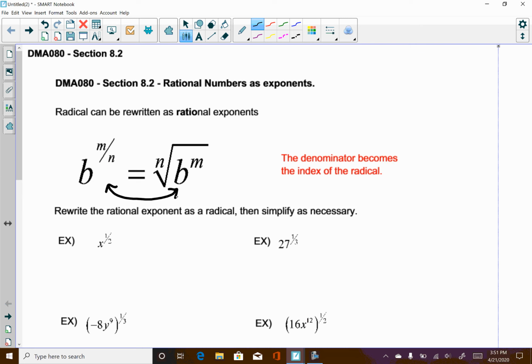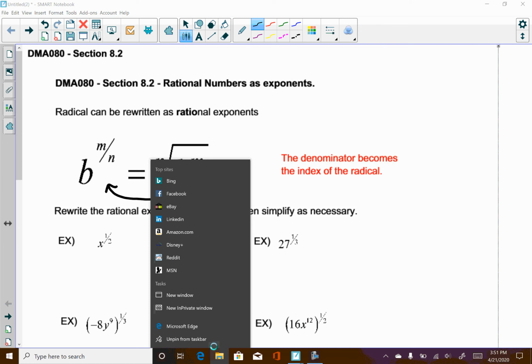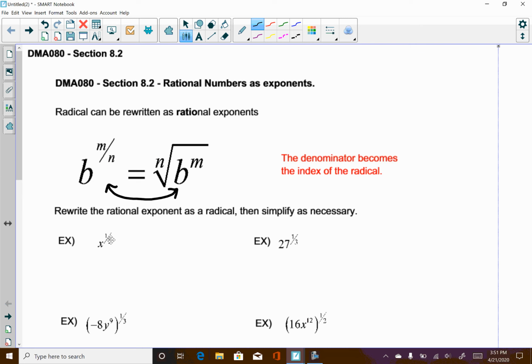So down below in these examples, it wants us to write the rational exponents as a radical and then simplify if we can. All right, so in the first one, it's x to the 1/2 power. It's a little hard to see there. Pretty sure, yeah, that's x to the 1/2. So then really that's the same as the square root of x to the first power, or you could just simply write the square root of x. Remember, if it's the square root, you don't have to write that index number at the top.